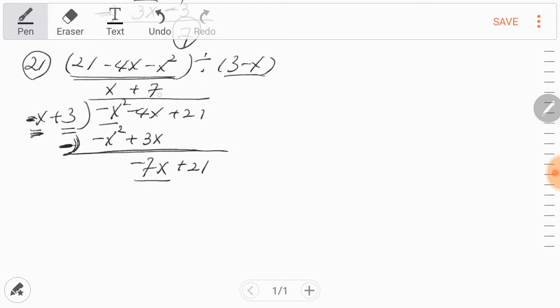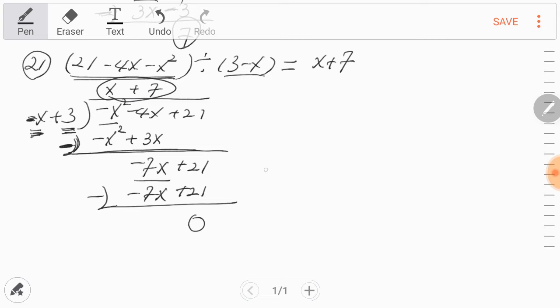So negative x times 7 is negative 7x. Then 3 times 7 is 21. And then when we subtract these two, negative 7x minus negative 7x is 0. 21 minus 21 is 0. So in this case, the remainder is 0. So this is equal to the quotient x plus 7 plus 0 over something is 0. So you don't have to write the remainder.